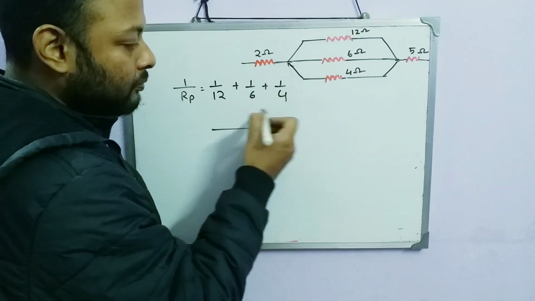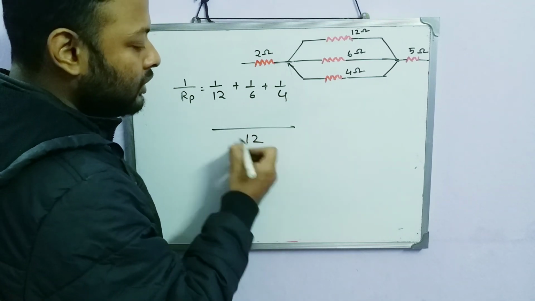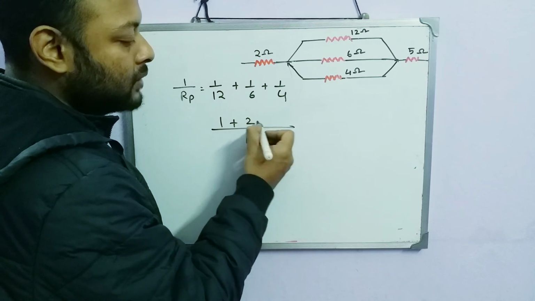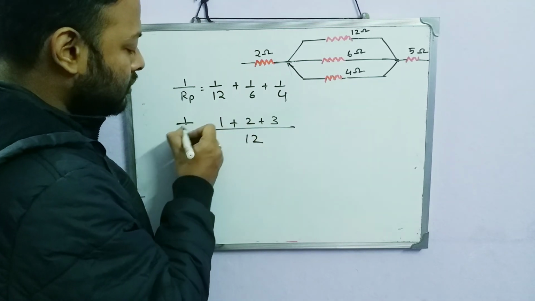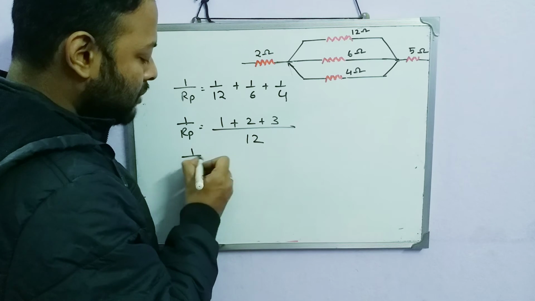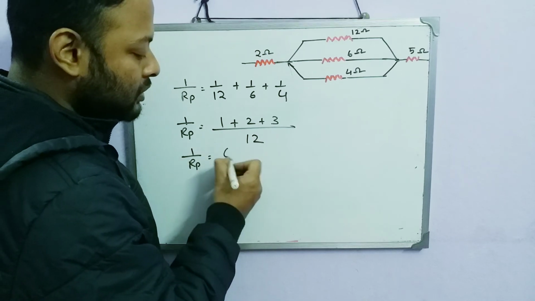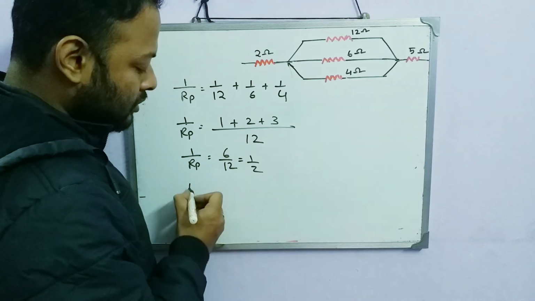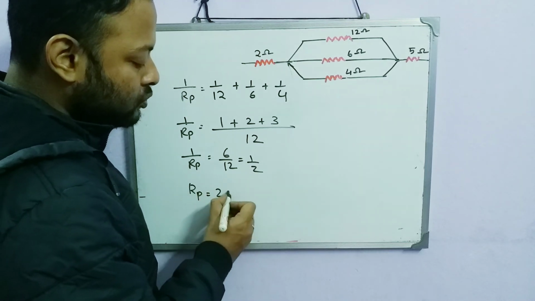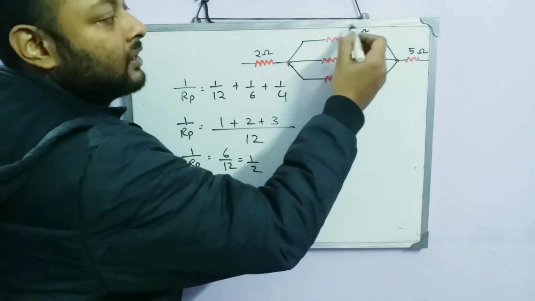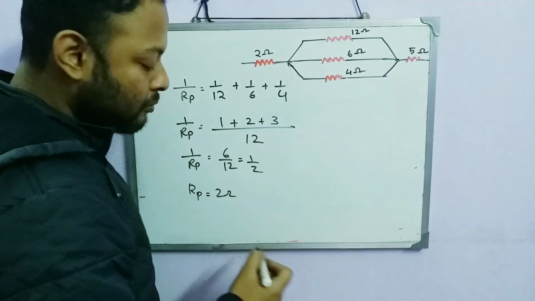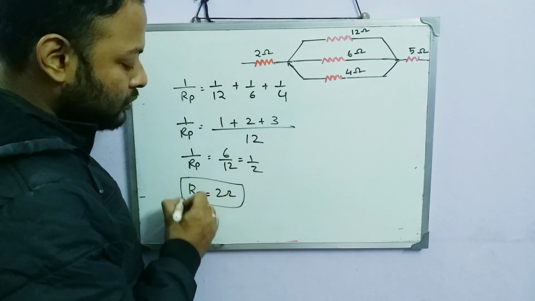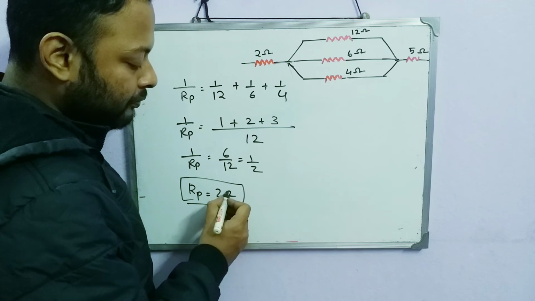Now if you take the LCM, it becomes 12 only, this becomes 1, this becomes 2, this becomes 3. So 1 by resistance in parallel becomes equal to how much? 6 by 12. So that becomes half. So resistance in parallel becomes 2 ohm. So if you combine these three resistances, it gives you the resultant as 2 ohm.